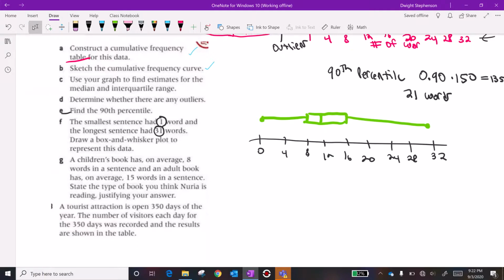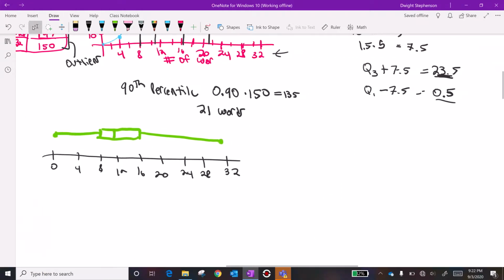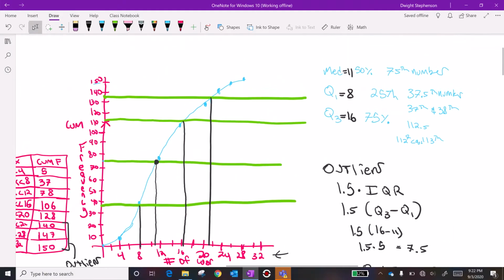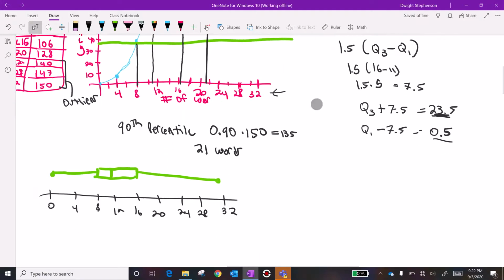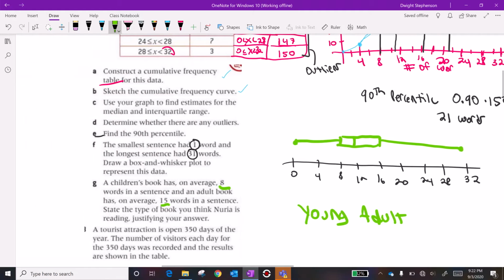Next it says that children's books have an average of 8 words in a sentence and an adult book has an average of 15 words in a sentence. State the type of book you think Nuria is reading. So children's book is 8, adult book is 15. For average, in this case, we're going to be using the median, which is 11. Because it's somewhere between 8 and 15, you might say, oh, I think she's reading a young adult book, right? Because it's between those two, young adult. They make those books for teenagers and stuff. It's probably one of those.